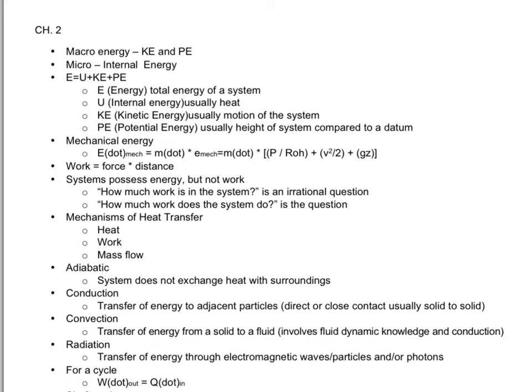For conduction, that'd be like if you were to take your hands and rub them together really hard, you feel the friction. That's conduction. It's direct contact from solid to solid. Convection would be like if you put your hand inside the oven and you could feel the heat from the coils. It's moving from a solid to the fluid, being the air, and then from the air to your hand. That's how convection works. It goes from a solid to a fluid or a fluid to a solid.